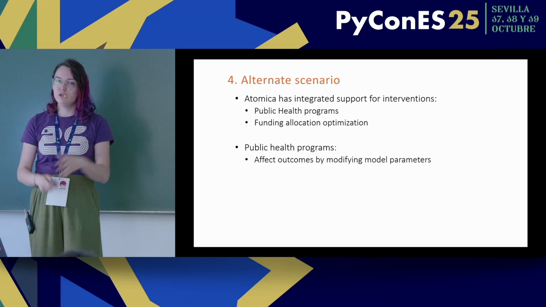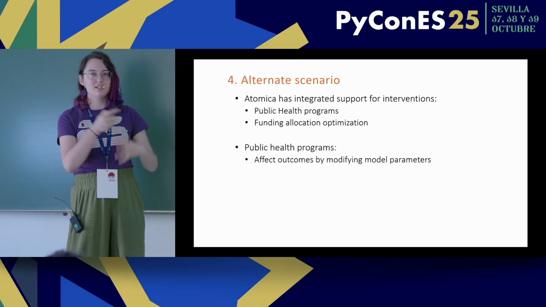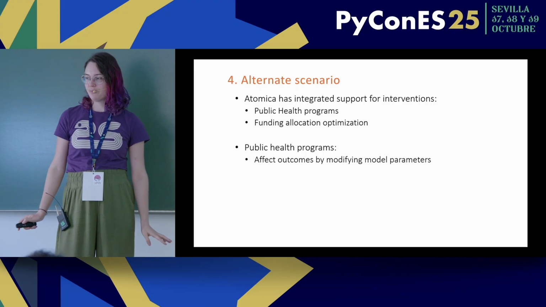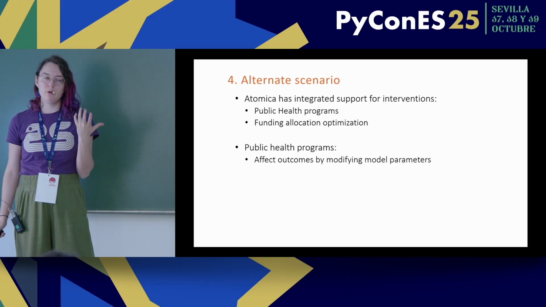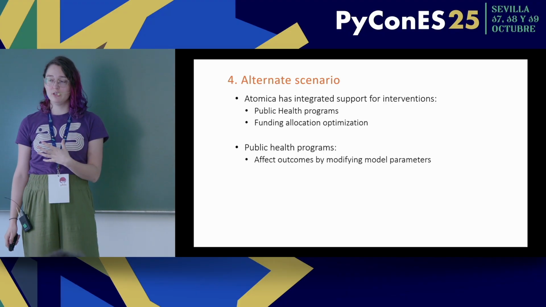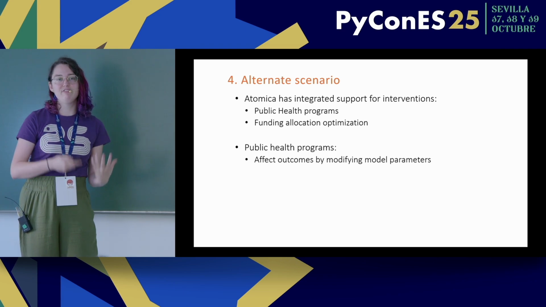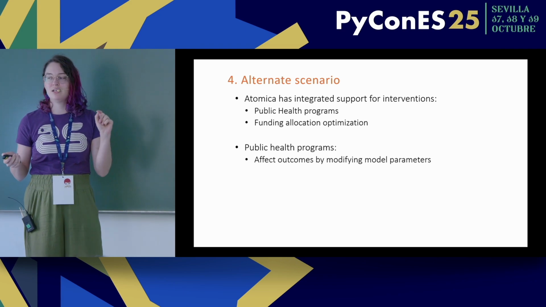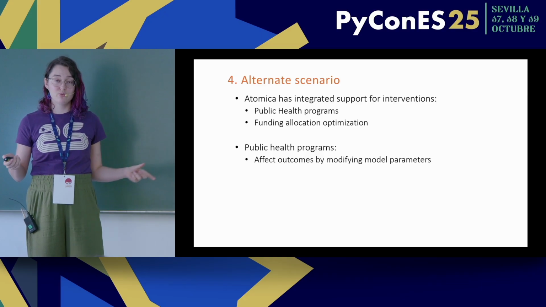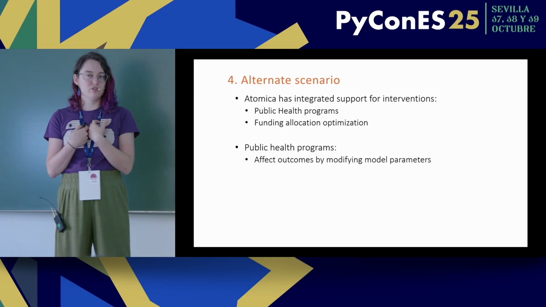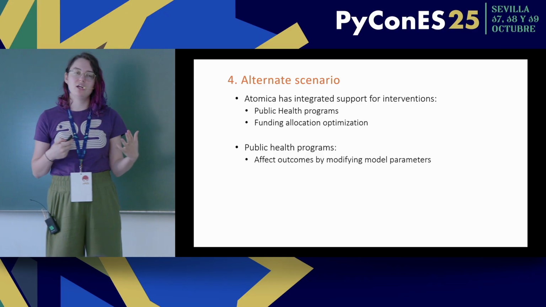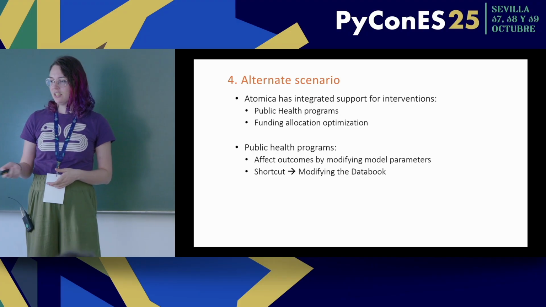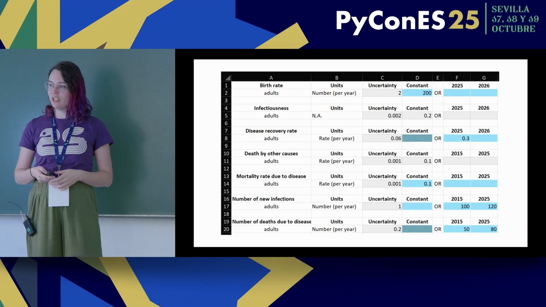However, that is a little bit complex to discuss in this short session, so I'm going to take a bit of a shortcut. If we look at what public health programs do in Atomica, what they're really doing is they affect future outcomes by modifying certain model parameters. So really, just as a demo, we can just do that ourselves. We can just modify a parameter and see what happens. That's going to be our shortcut. We're going to modify it straight in the data book.